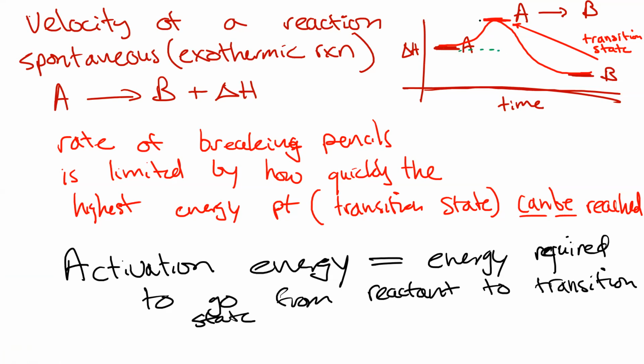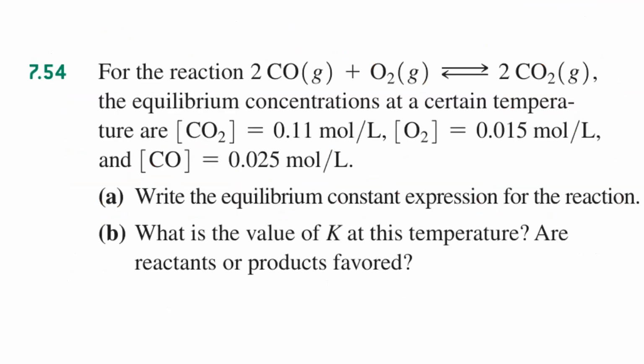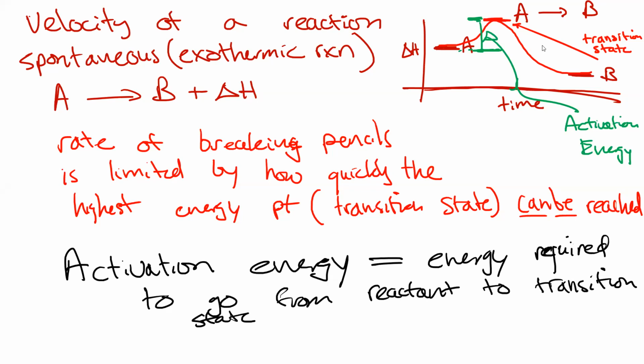So the energy difference between here and here on this graph, that right there is our activation energy. The amount of energy required to reach the transition state. It activates the reaction. It snaps the pencil. That makes sense? Any questions so far? Good so far. You guys with me on activation energy, transition state?